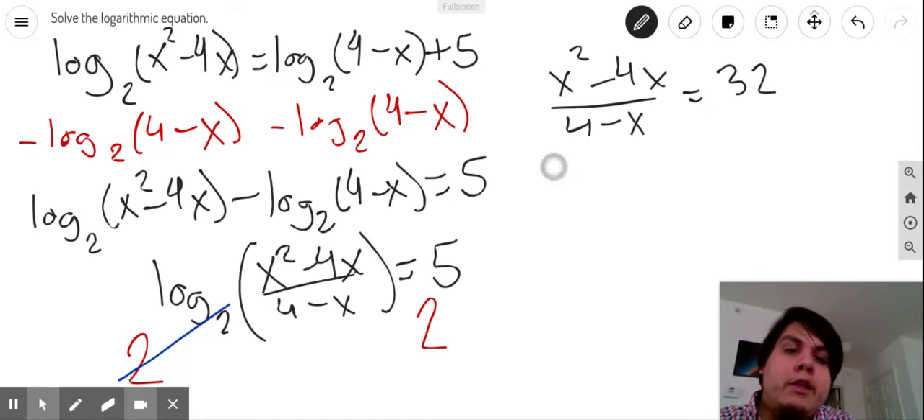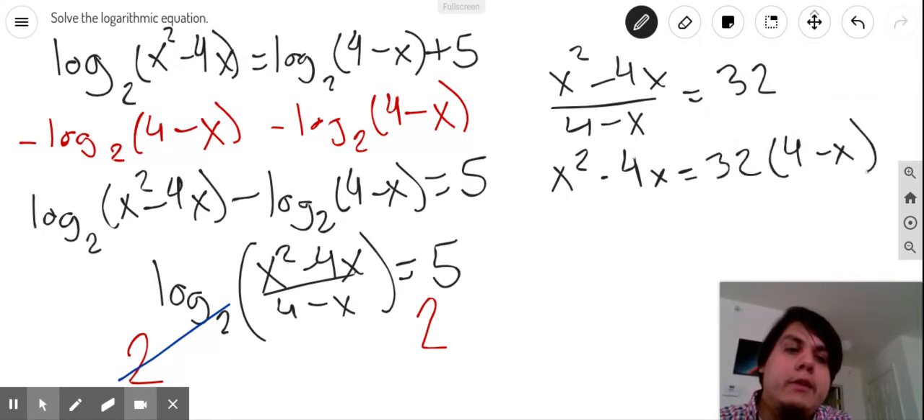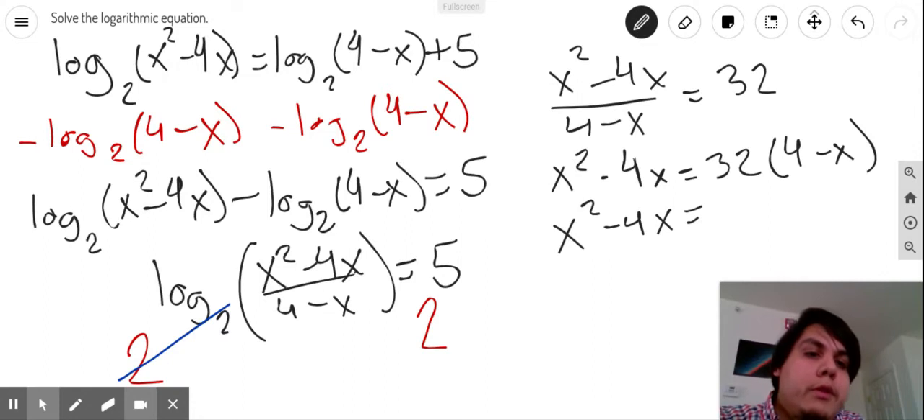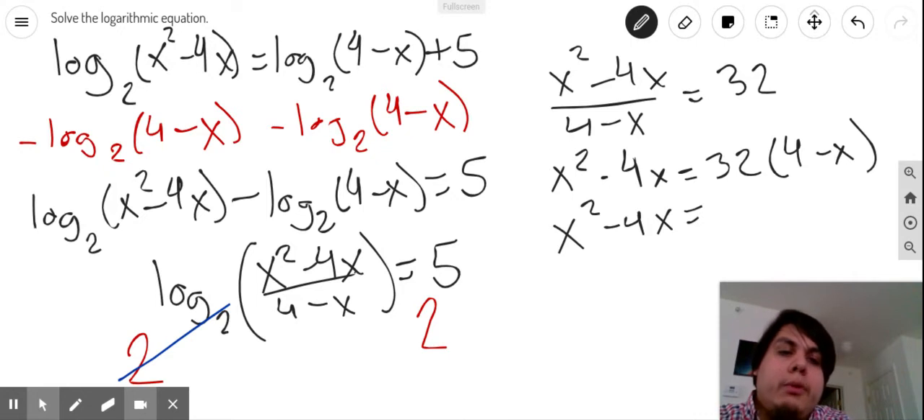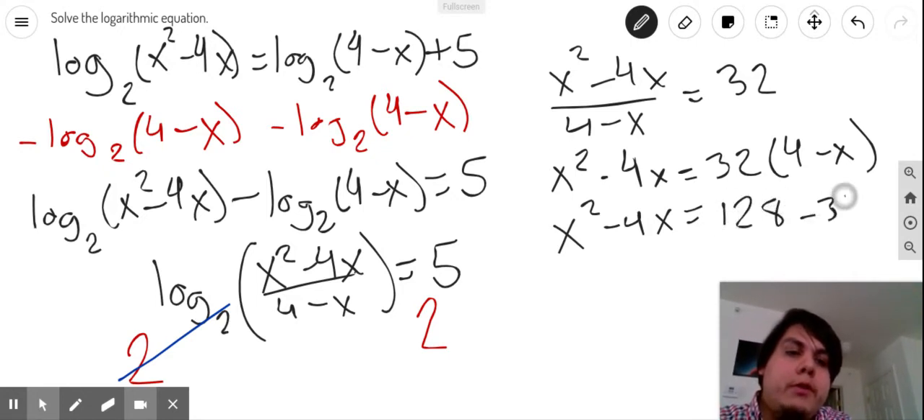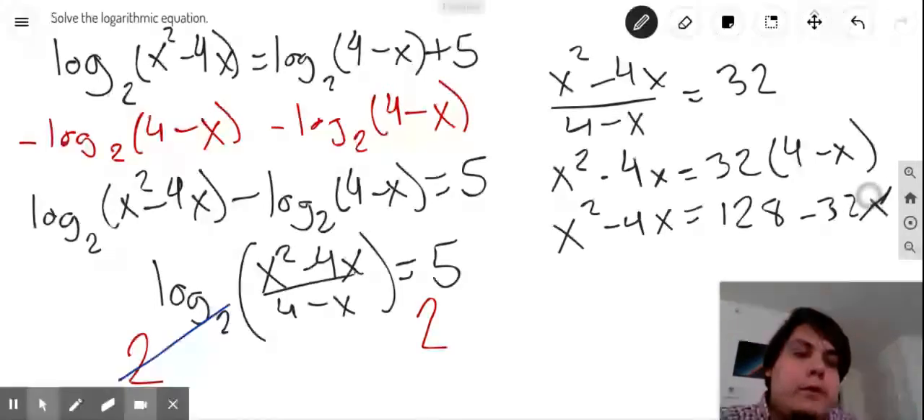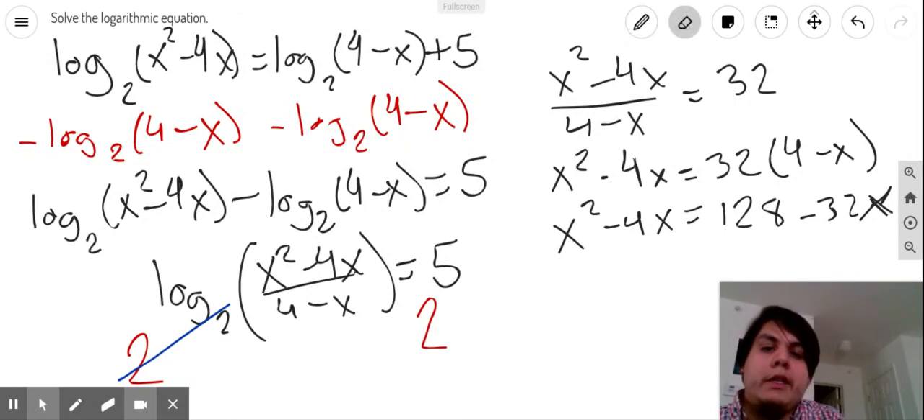So rewriting this, I can think about this as x squared minus 4x equals 32 times 4 minus x. So you get x squared minus 4x equals 32 times 4. 32 times 4, that is 128, minus 32x. Oops, x. So I'm going to erase some of this part because I need more room.